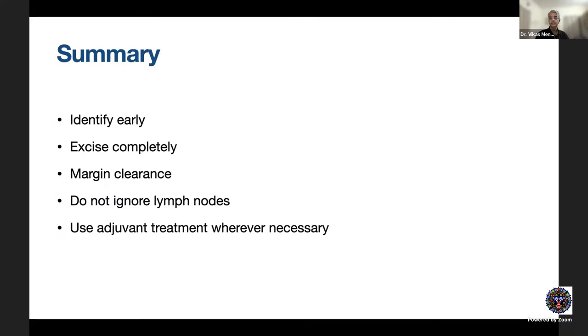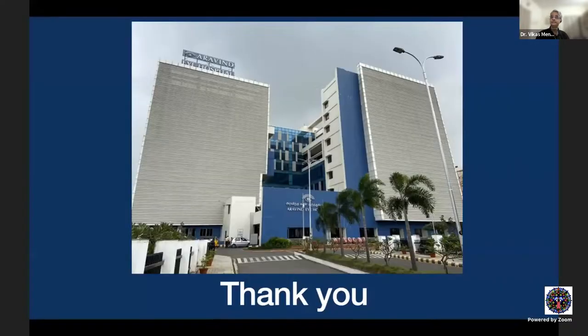Take the help of neck surgeons, take the help of your colleagues, head and neck surgeons, and build a good rapport and a good team around you, and that will really improve the success rate of your treatment. Thank you so much.